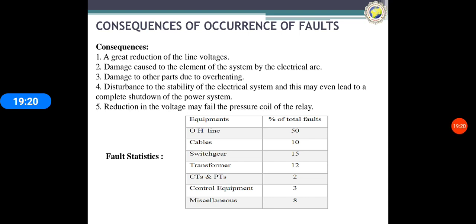Basically in the overhead line, the faults that occur are line to ground fault, line to line fault, double line to ground fault, and the last one is the triple line fault. The most dangerous fault in our power system is the double line to ground fault.